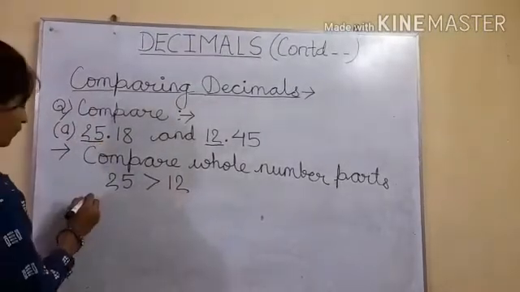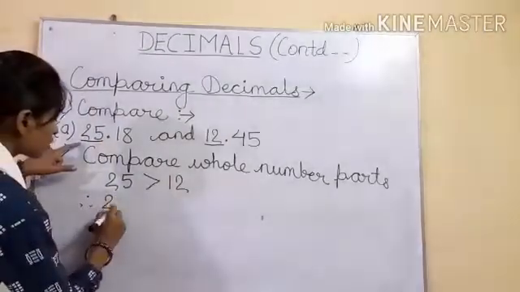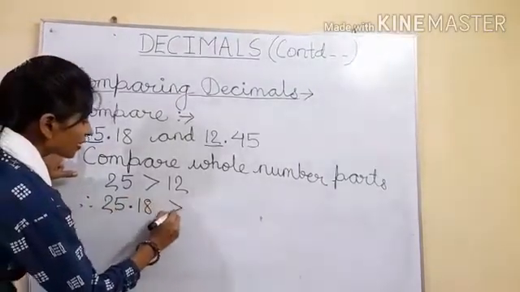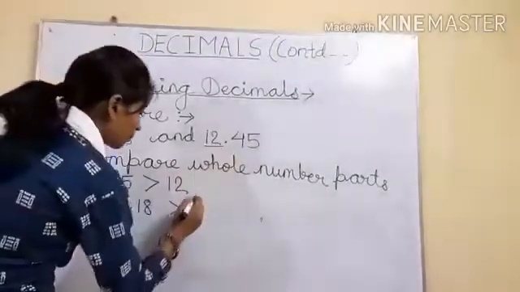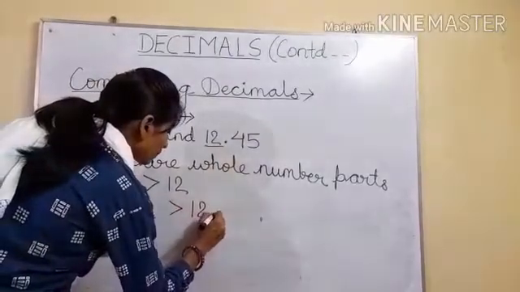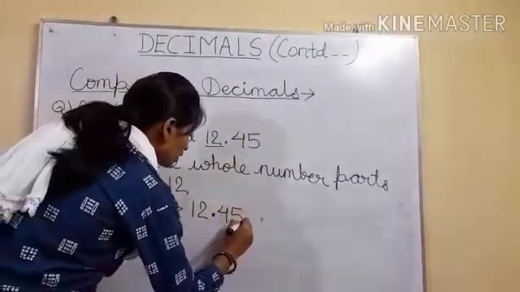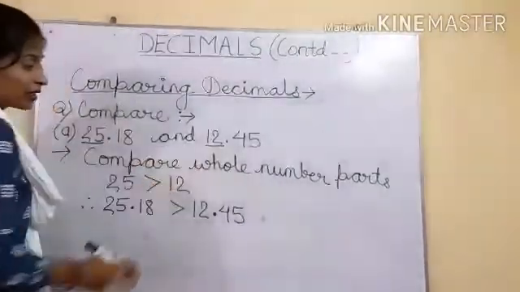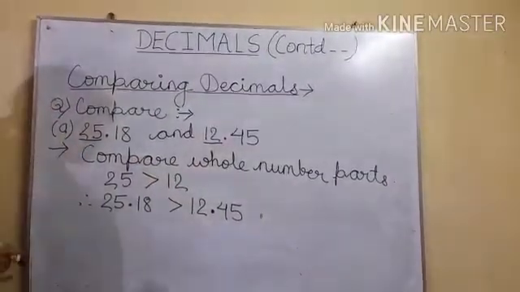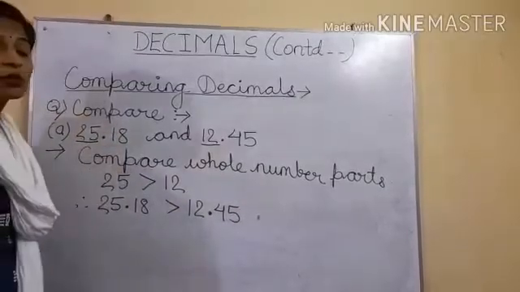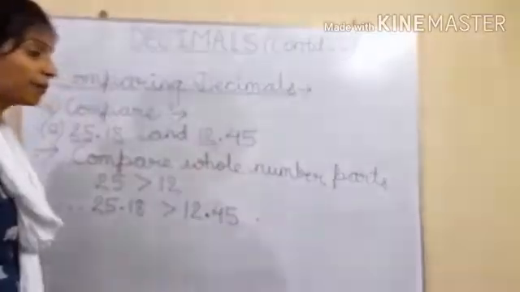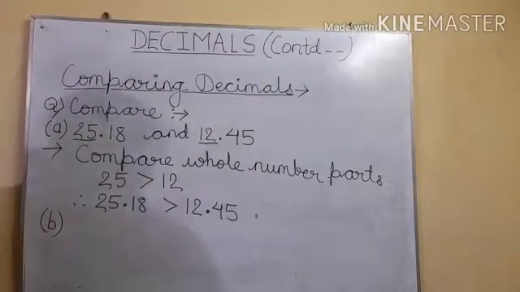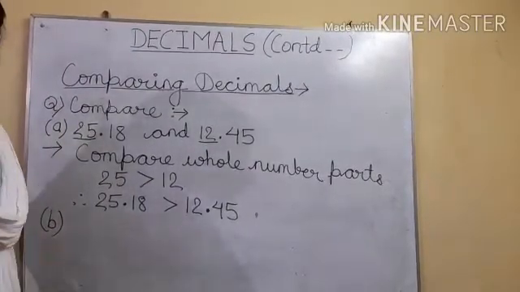So 25.18 is also bigger than 12.45. It's very easy. First we will compare the whole number part. Okay, which one is bigger? That decimal number will also be bigger. But if whole parts are the same, then what will we do?